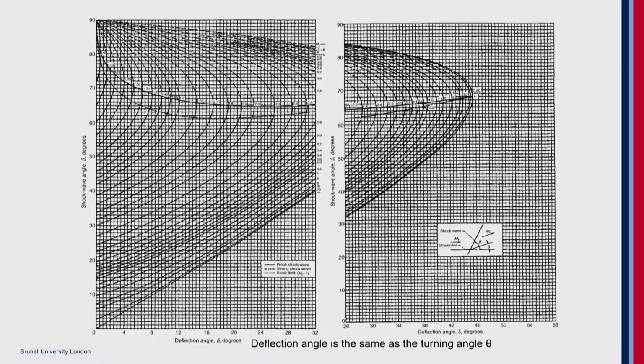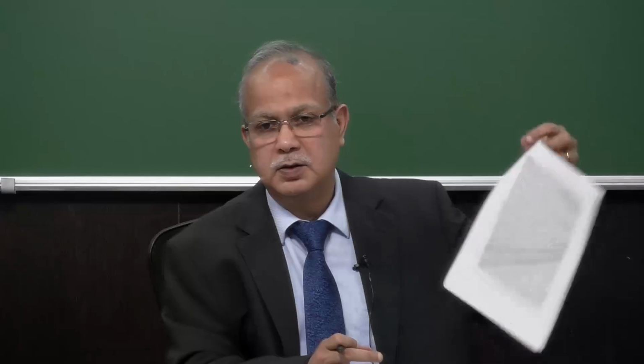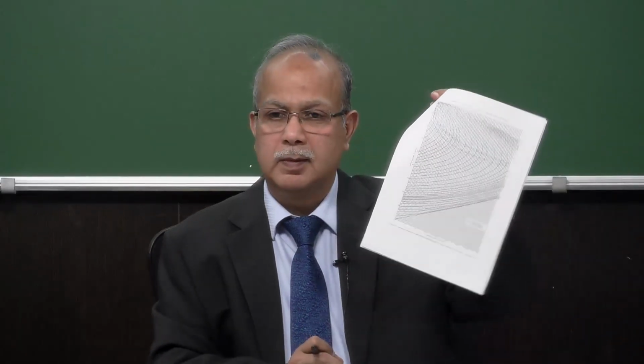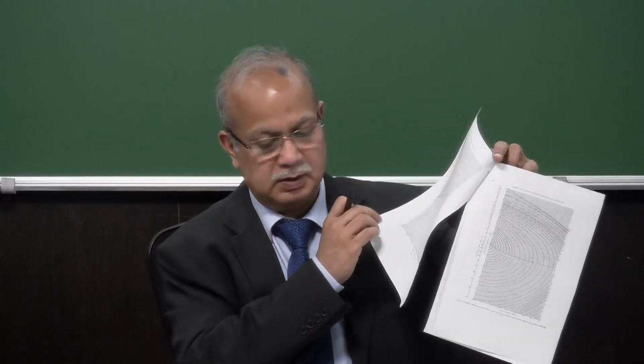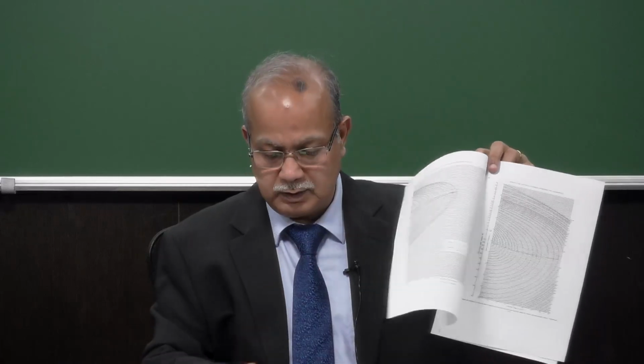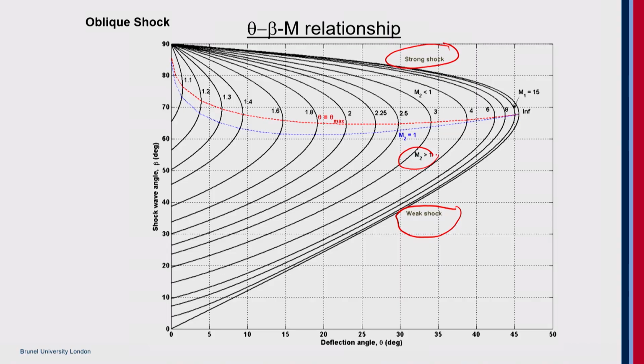Now this is the table. If you take your tables here, this is the graph you see here. Without this theory, it would have been much more difficult for you to understand, but now with the theory we have dealt with, you know the details of the graph you see here. So this is basically the M-beta-theta relationship.